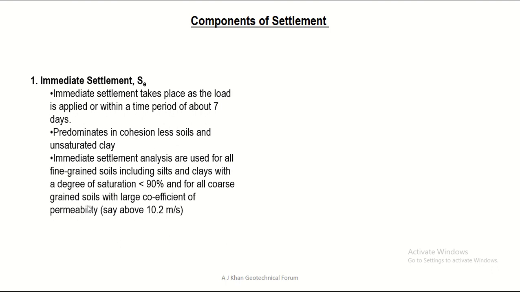এটি সাধারণত হয়ে থাকে in cohesionless সয়েলের ক্ষেত্রে এবং আনস্যাচুরেটেড ক্লের ক্ষেত্রে। স্যাচুরেটেড ক্লের ক্ষেত্রে ডিফারেন্ট টাইপ অফ সয়েল আছে, সেটেলমেন্ট আছে। এবং ইমিডিয়েট সেটেলমেন্ট অ্যানালাইসিস আমরা সাধারণত করে থাকি ফর ফাইন গ্রেন সয়েলস ইনক্লুডিং সিল্টস অ্যান্ড ক্লেজ উইথ এ ডিগ্রি অফ স্যাচুরেশন লেস দেন 90%, অ্যান্ড ফর অল কোর্স গ্রেন সয়েলস উইথ লার্জ কোফিশিয়েন্ট অফ পারমিবিলিটি। যে সমস্ত সয়েলের পারমিবিলিটি বেশি, সে সমস্ত সয়েলের ভেতর থেকে পানিটা খুব অল্প সময়ের ভেতরেই বেরিয়ে যায়, সেজন্যই ইমিডিয়েট সেটেলমেন্টটা কিন্তু সাধারণত যেগুলো হাই পারমিবিলিটি সয়েল সেগুলোর ক্ষেত্রেই বেশি ঘটে। যেগুলো লো পারমিবিলিটি সয়েল, ফর এক্সাম্পল ক্লে, সেগুলোর ক্ষেত্রে কিন্তু ইমিডিয়েট সেটেলমেন্ট হবে, but that will be very insignificant.